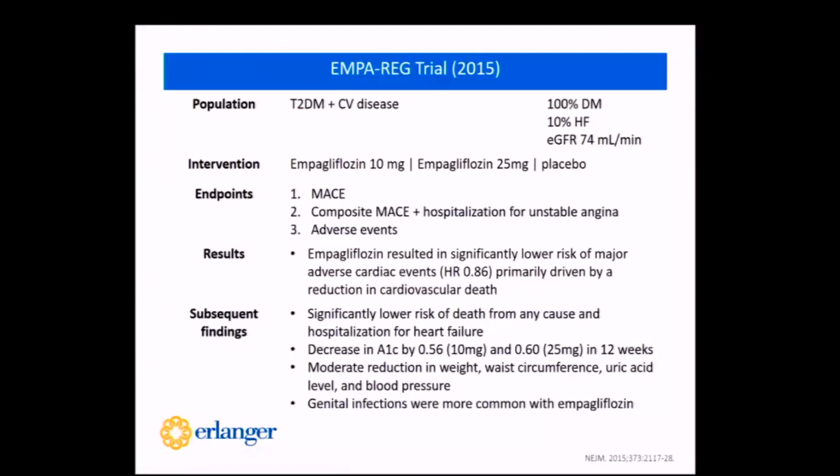Other subsequent findings were a mild decrease in A1C of about 0.56 for 10 milligrams and 0.6 for 25 milligrams, as well as moderate weight reduction, waist circumference reduction, uric acid level, and decreased blood pressure as well. The study also found that genital infections were the most common adverse effect, more common with empagliflozin than placebo.